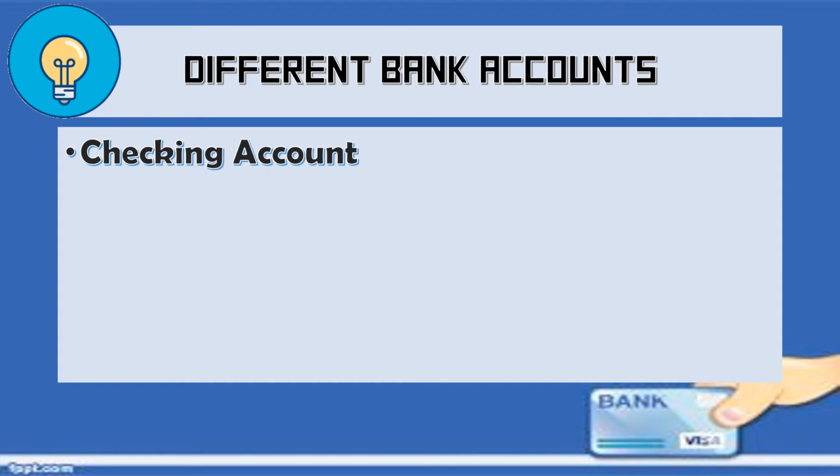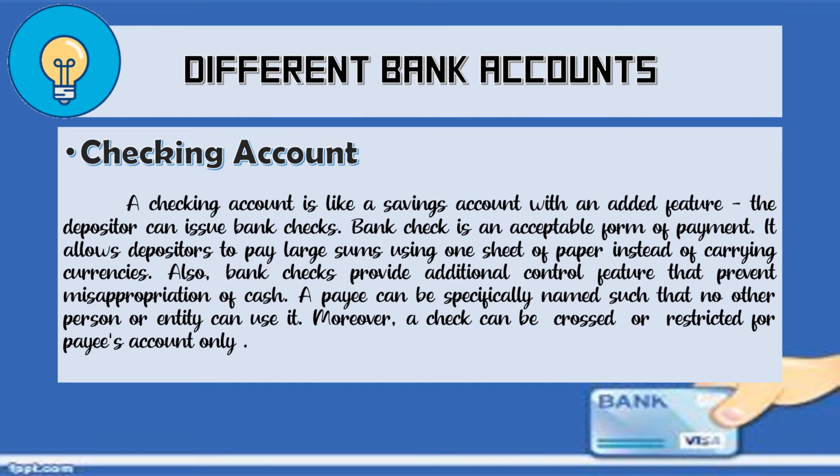Checking account. A checking account is like a savings account with an added feature. The depositor can issue bank checks. A bank check is an acceptable form of payment. It allows depositors to pay large sums using one sheet of paper instead of carrying currencies. Also, bank checks provide an additional control feature that prevents misappropriation of cash.